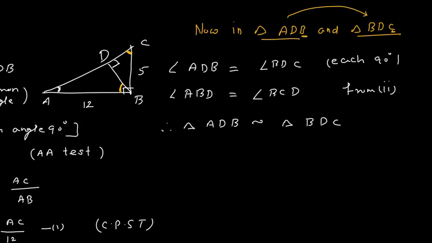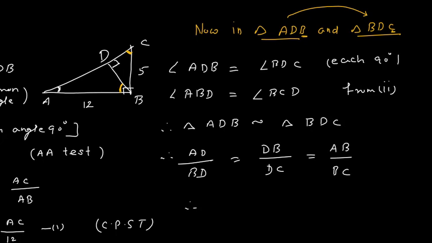So ADB is similar to BDC. These two triangles are similar. Therefore we have AD upon BD is equal to DB upon DC is equal to AB upon BC. So therefore the value of AD we don't know, so write as it is. Value of BD, again this is unknown, so write as it is.